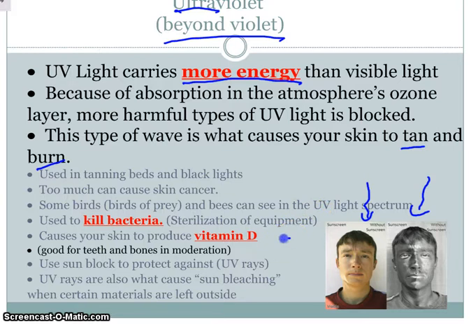Now, UV light is, however, still very helpful because it causes your skin to produce vitamin D. So do we need the sunlight? 100% we need it. We need it in order to help produce vitamin D, which of course is good for our teeth and bones. But we don't need it in excess because, as we mentioned, this can cause skin cancer up here that we can call sun bleaching. So we do have some detrimental effects of UV light, but it is also still very helpful.